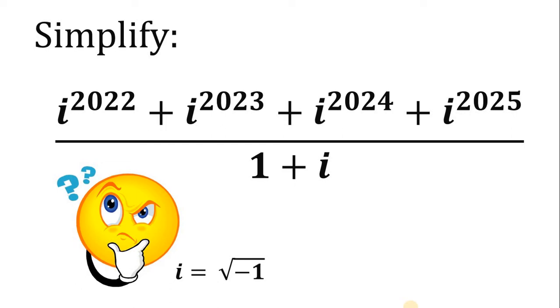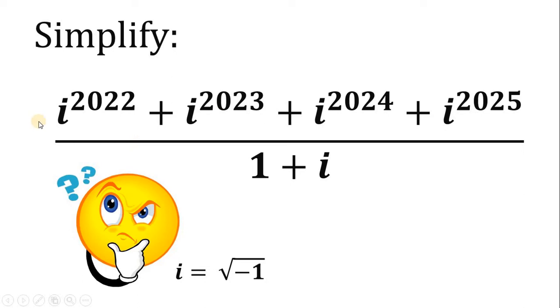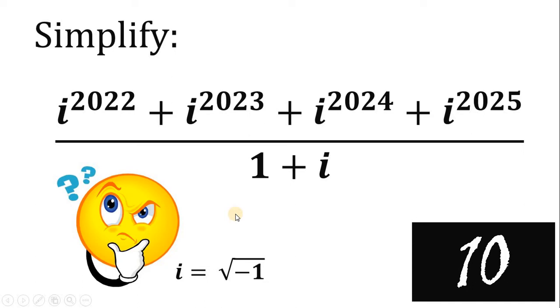Can you solve this math challenge? Here's the question. Simplify i raised to 2022 plus i raised to 2023 plus i raised to 2024 plus i raised to 2025, all over 1 plus i, wherein i equals the square root of -1. You can pause this video if you want to give this problem a try.